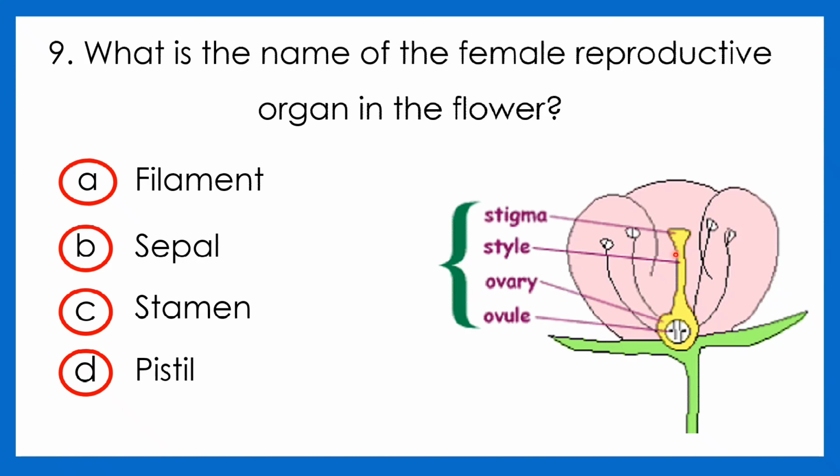Okay, this 4-part. It includes this 4-part. So what do you call this 4? What part of a flower is that? This 4 is the female reproductive parts of a flower. So what do you call them? Is it filament? Is it the sepal? Letter C is the stamen. And letter D, the pistil.